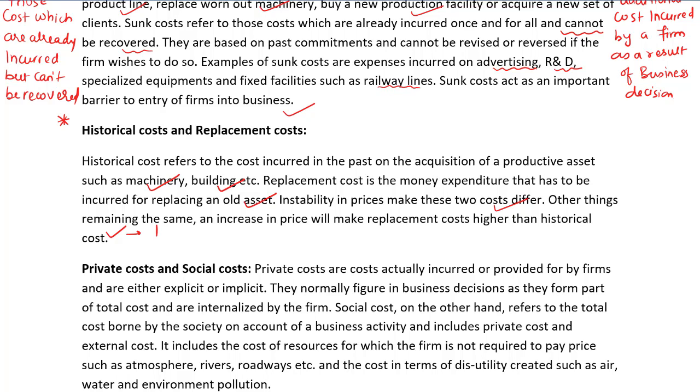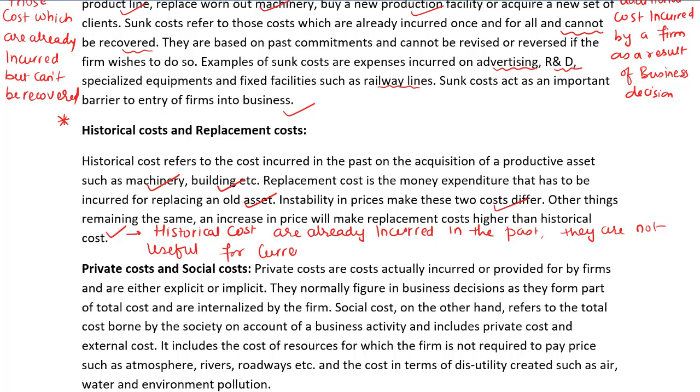You can write here: historical costs are already incurred in the past. They are not useful for current or future decisions.